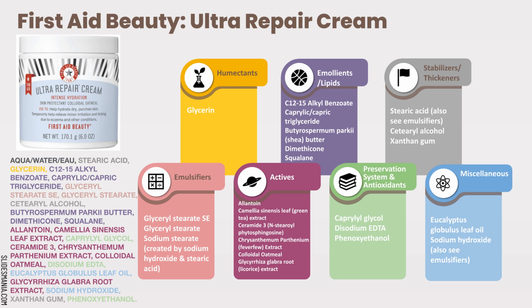Xanthan gum helps stabilize the product, supporting the emulsification system. Eucalyptus essential oil is a fragrance and gives a slight cooling effect. The preservative system here is standard.